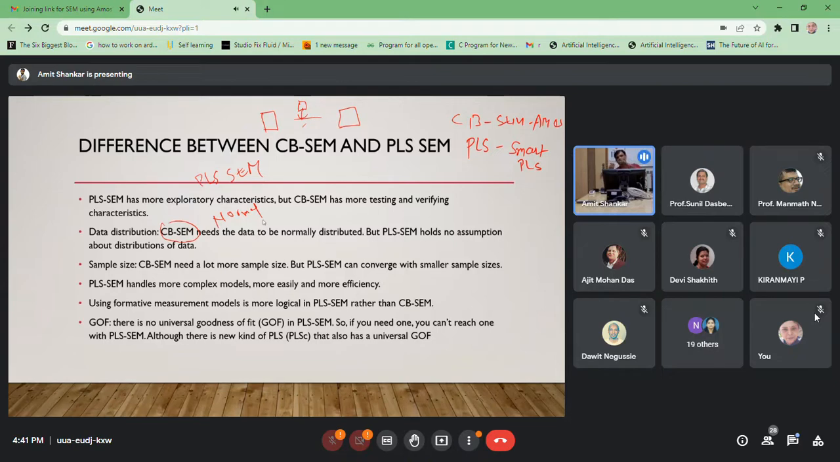Skewness means your data could be left skewed. All have given 1, 1, 1, 1, or all have given 4, 4, 4, 4. In these kinds of situations, your data could be either right skewed or left skewed. The data set should have data points spread across the 1 to 5 scale. But sometimes your data points are like this only. It started from here and here.